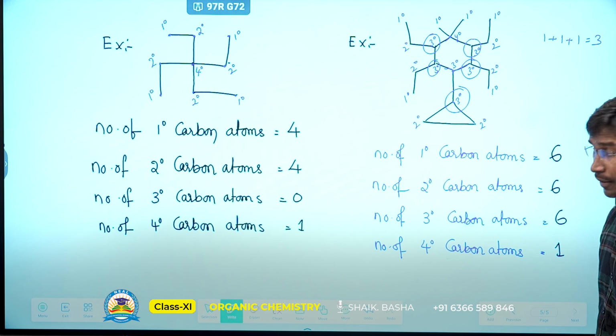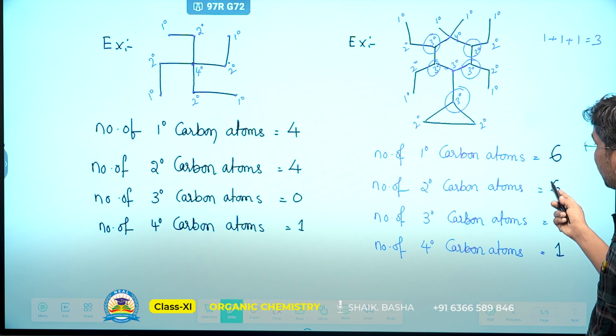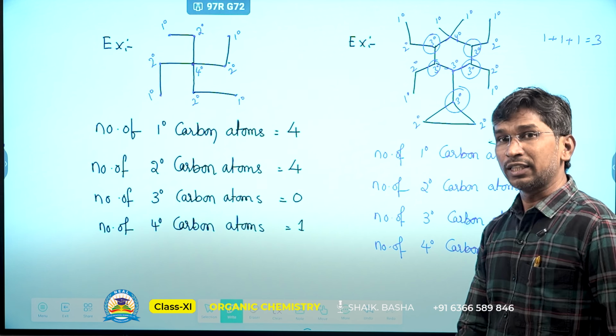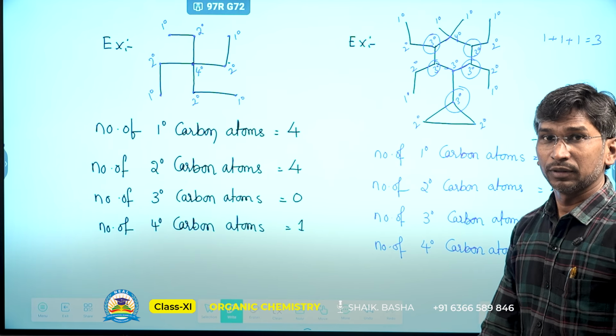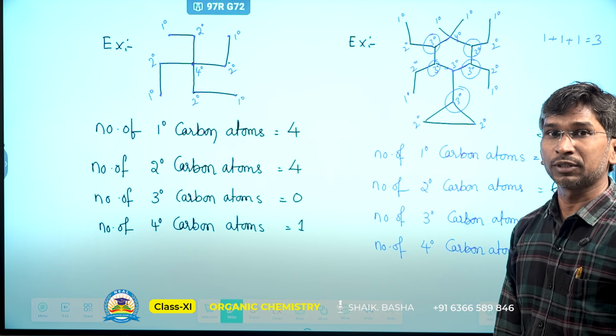Like that, can you identify number of types of primary carbon atoms, types of secondary carbon atoms also you can identify. Okay, this is the explanation about the types of carbon atoms. Then next topic is types of hydrogen atoms.